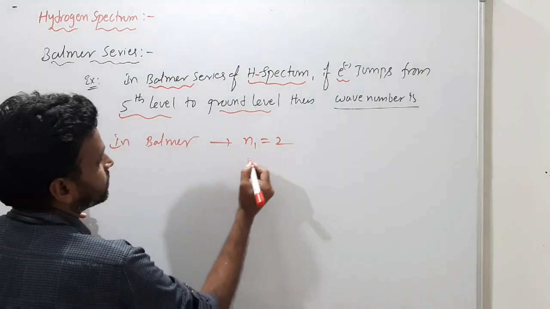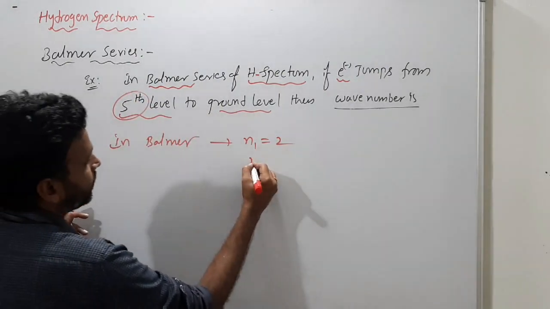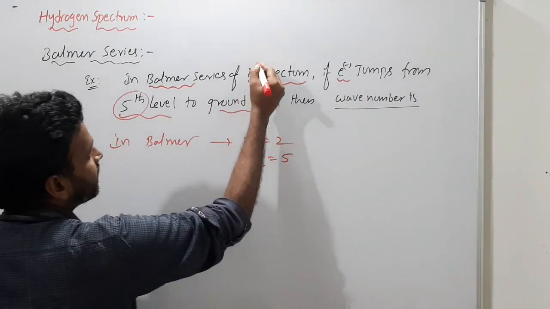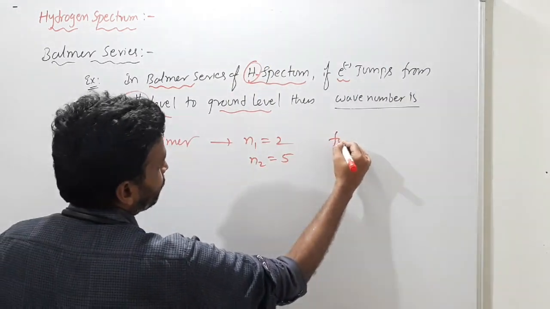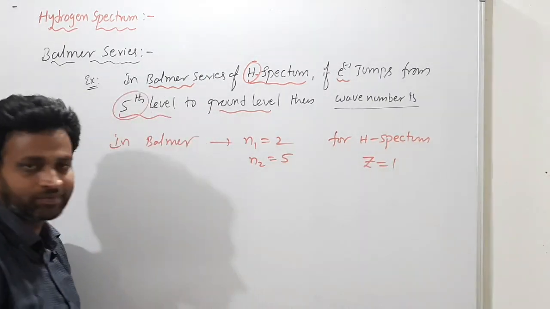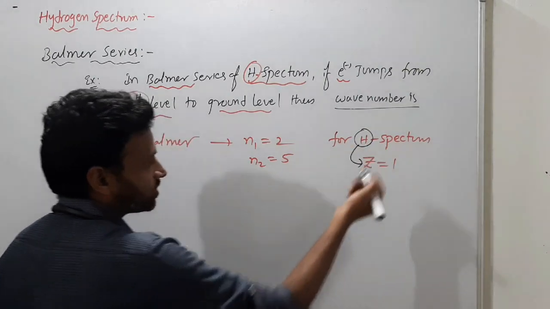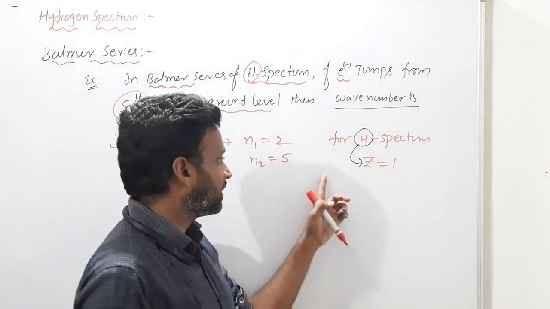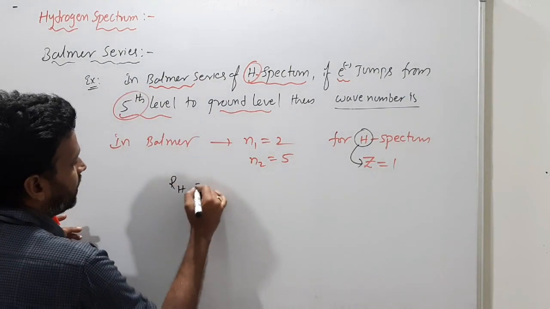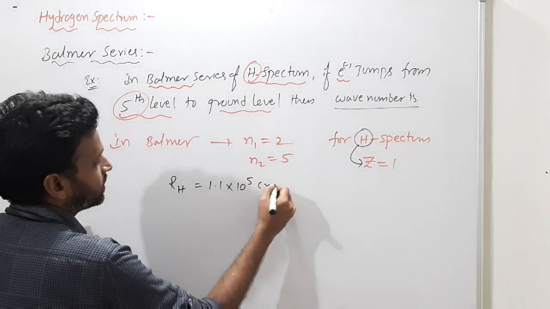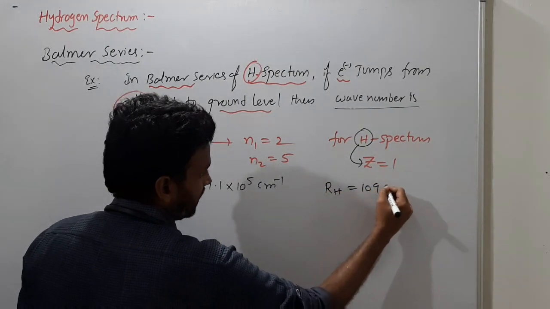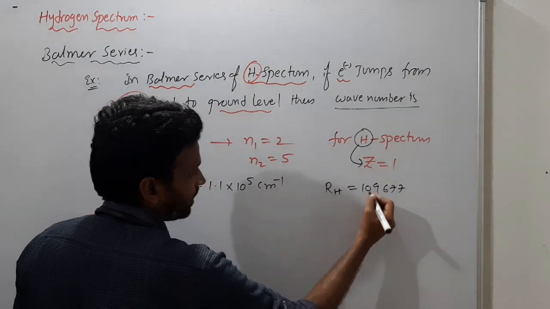So here in Balmer, n1 is 2. So the electron is coming from what level? N2. N2 is 5. N1 is 2. N2 is 5. And what spectrum is this? Hydrogen spectrum. So for hydrogen spectrum, what is the Z value? 1. Because the electron belongs to which atom? Hydrogen atom. Hydrogen atomic number is what? 1. Then for the numerical, you know the RH value, I just gave it. RH is 1.1 into 10 power 5 centimeter inverse. Understanding, sir? Actually the RH value is 109677, with 1 2 3 4 5 zeros.